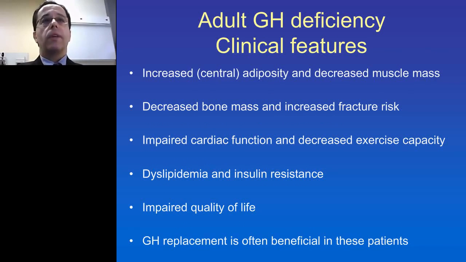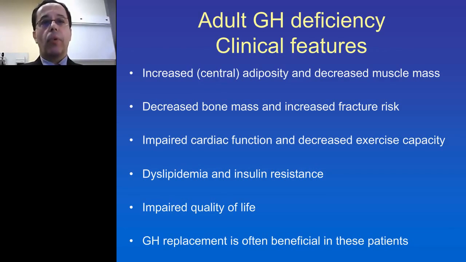These patients have increased central adiposity, primarily abdominal adiposity, and decreased muscle mass. They also have decreased bone mass, as we will see, and increased fracture risk. Cardiac function is impaired, and as a consequence, their exercise capacity is often impaired. They also may have dyslipidemia with higher cholesterol, and insulin resistance. Quality of life is often impaired in these patients.